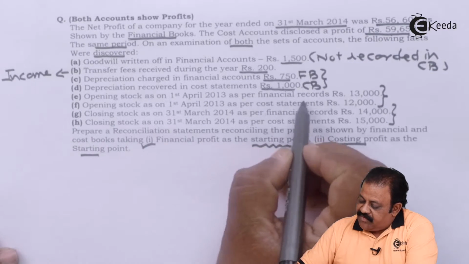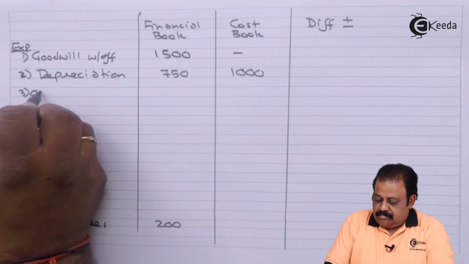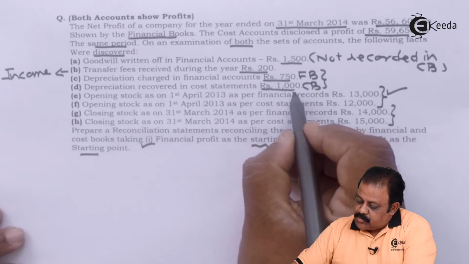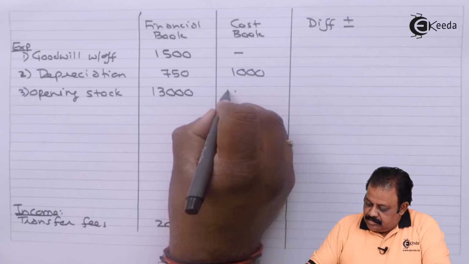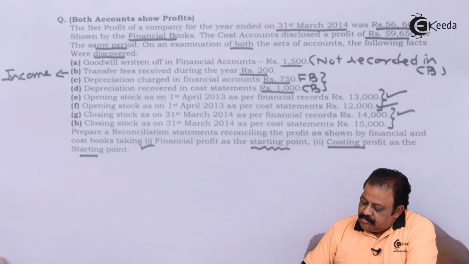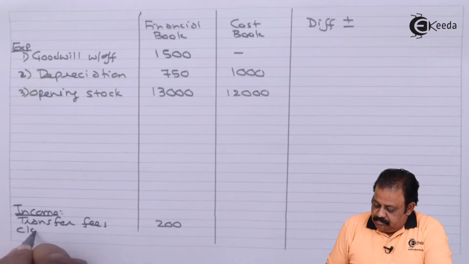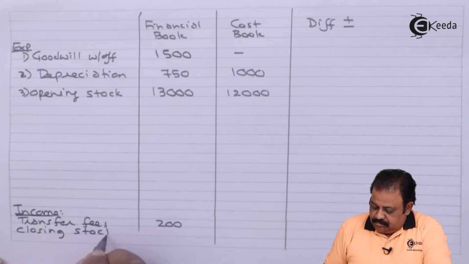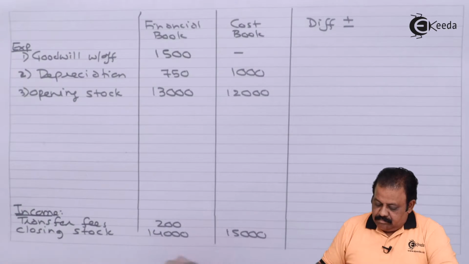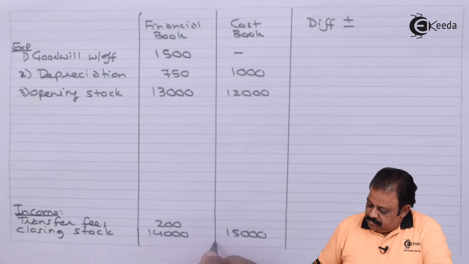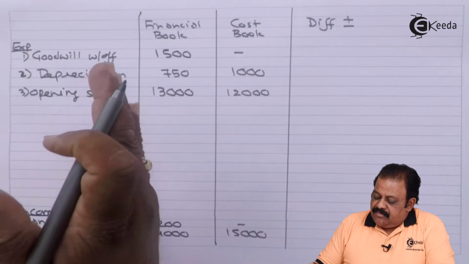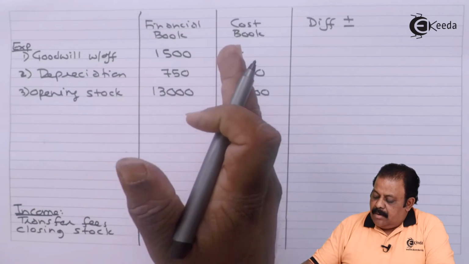Opening stock in financial book 13,000. In cost book it is 12,000. Closing stock in financial book 14,000. In cost book 15,000. We have recorded items. Now from the first amount column, we will deduct amounts in the second column.